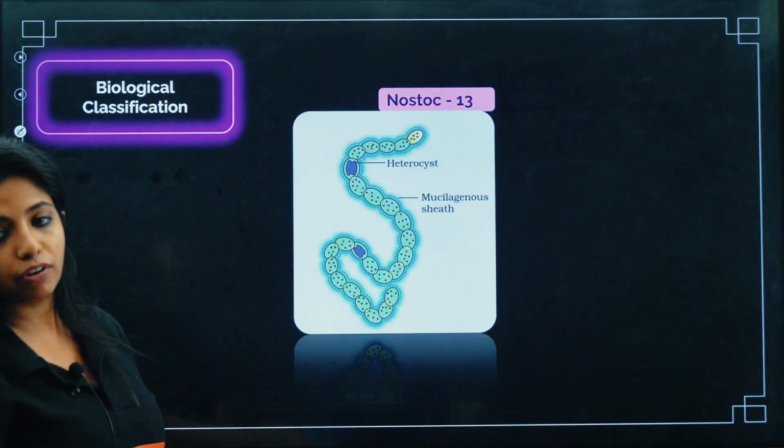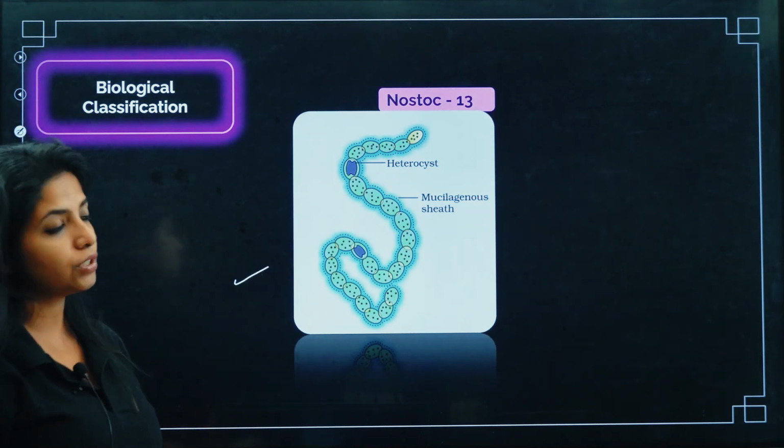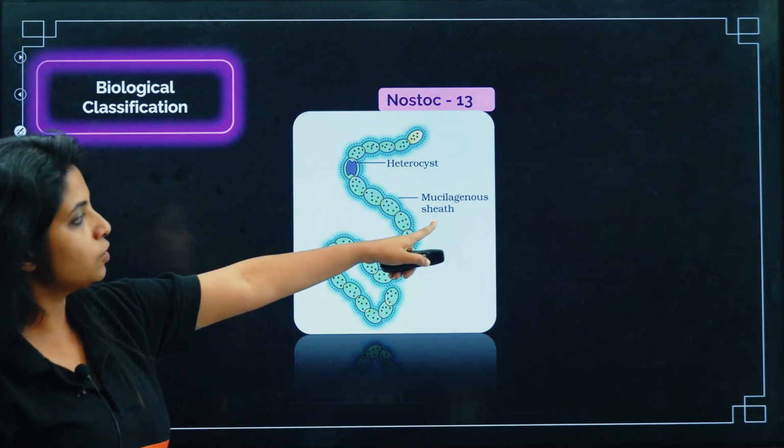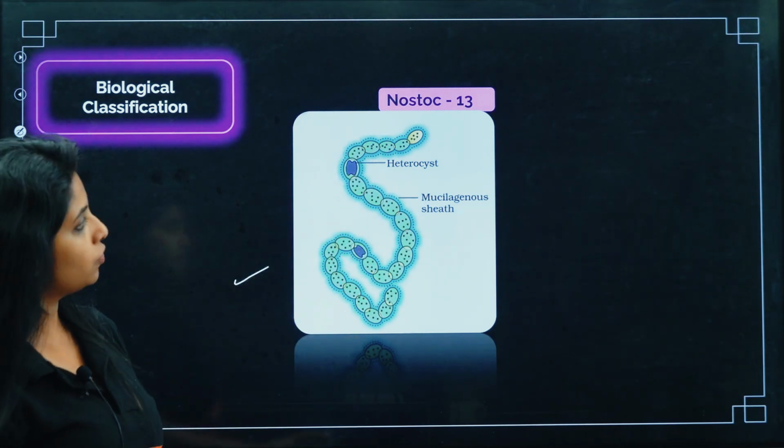Now in biology classification, the structure of Nostoc is important. It is there on page number 13. Heterocyst and mucilaginous sheath which covers the whole body of it.